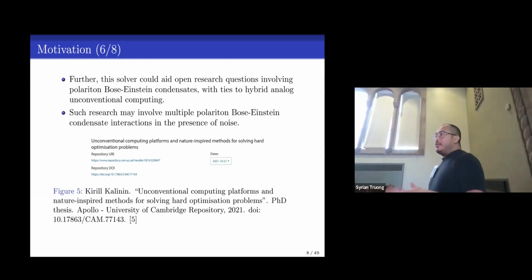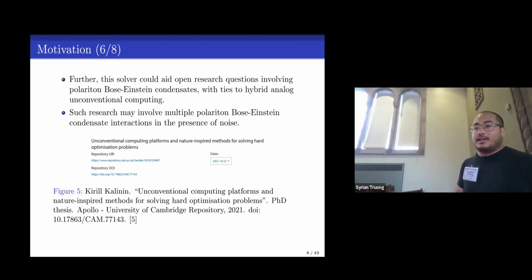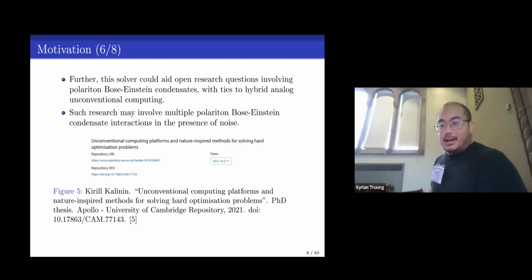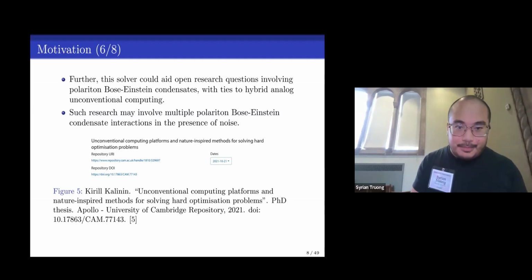Right. And even further, the solver could help with open research questions involving polariton-Einstein condensates, thanks to hybrid analog computing. So those interacting condensates that you saw a little bit about before. And it's nice because the physics here is going to be a little more complicated with the presence of noise. If you want to read more about that, there's a paper here, a PhD thesis, and I think that person was actually on a slide before.